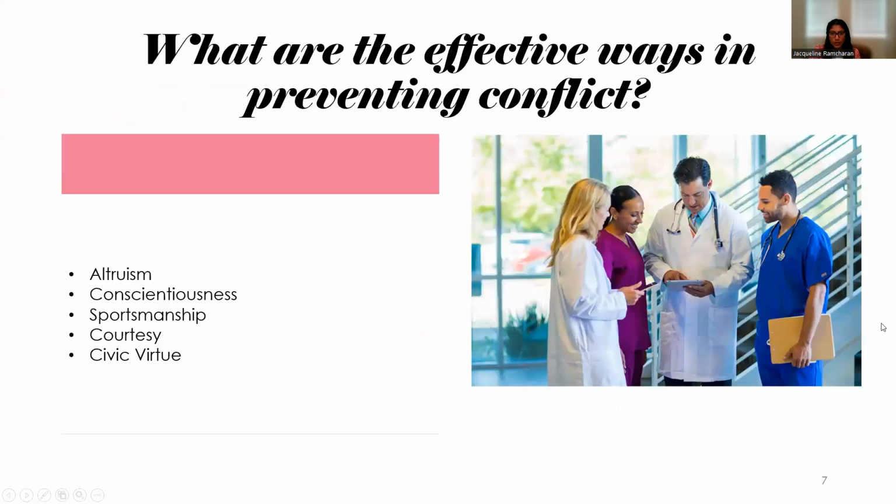Okay, what are the effective ways in preventing conflict? So there was a proposal of organizational citizenship behavior, which is a method that was used to prevent conflict in the workplace. So this includes altruism, conscientiousness, sportsmanship, courtesy, and civic virtue.